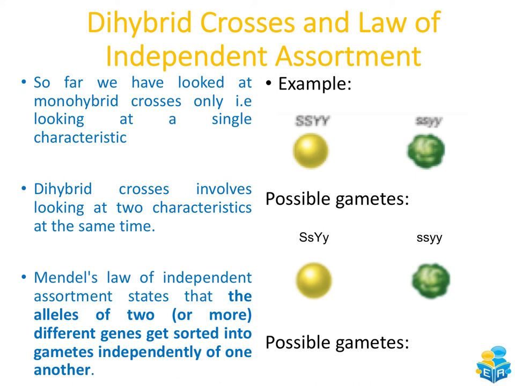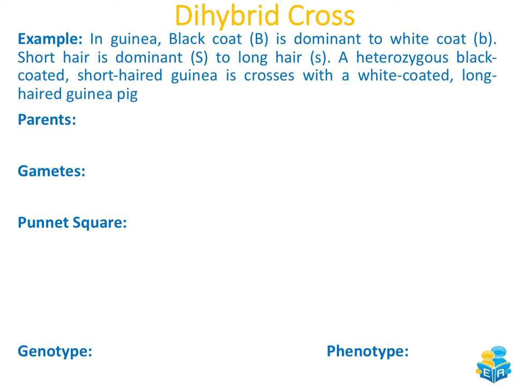Now, up until this point, we've been looking at crosses where we've only had one trait being looked at the same time. Okay, so we're only looking at a single characteristic. Dihybrid crosses involve looking at two characteristics at the same time. So Mendel's law of independent assortment states that the alleles of two or more different genes get sorted into gametes independently of each other. So it means that you can look at two separate traits because one is not going to have an impact on the other. So now we're going to have a look at an example of what's known as a dihybrid cross. Okay, we're looking at two characteristics, di.